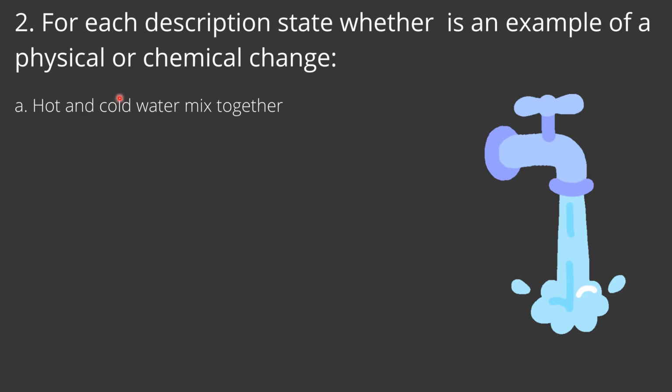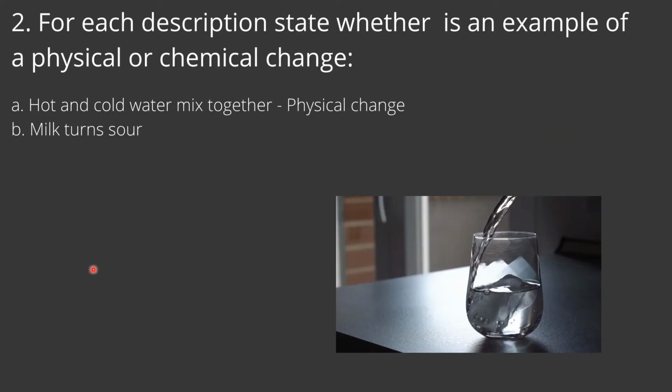The second question requires us, for each description, to state whether it is an example of a physical or chemical change. So they provide you with a description, and you have to mention whether it's a physical or chemical change. So let's say now you mix hot and cold water. Do you think that is an example of a physical or a chemical change? As you've guessed, it's a physical change, because we still have water. Both the cold and the hot water are water. Even in the end, you'll get maybe lukewarm water. The water molecule will still be intact, it will not be broken up in any way.